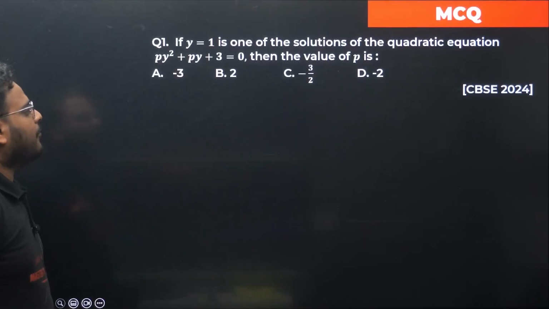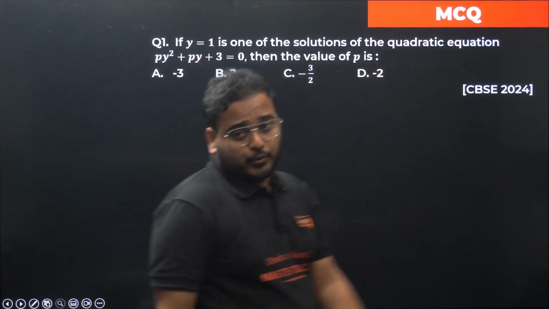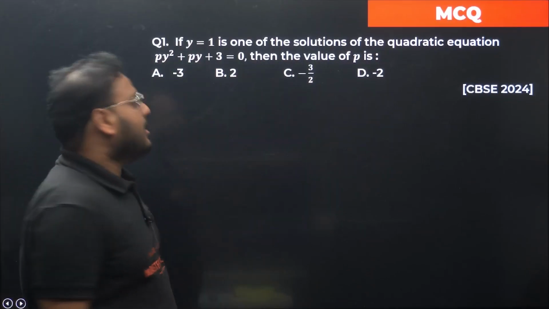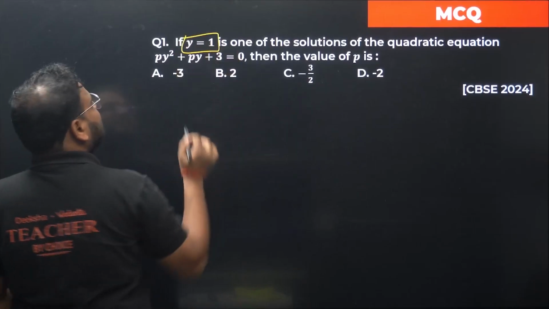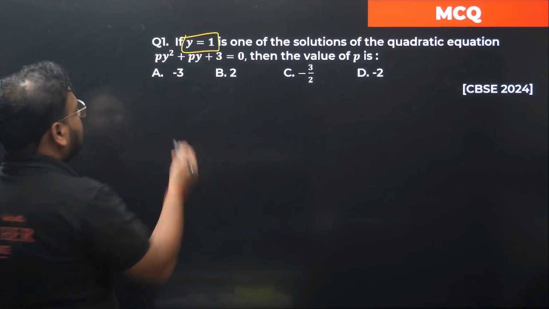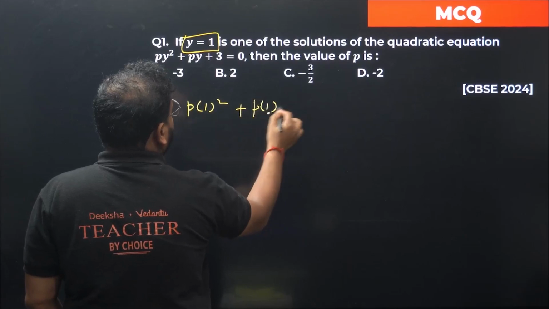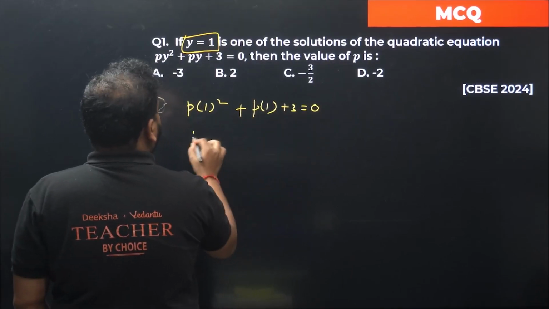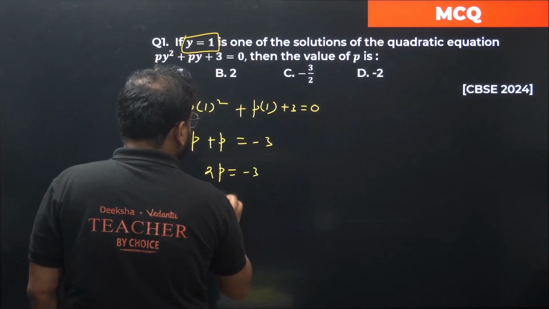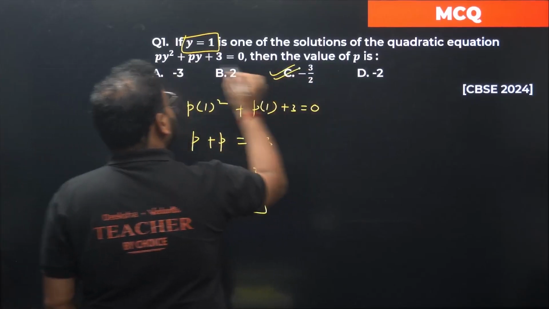Question number 1 in MCQ. If y equal to 1 is one of the solutions of the quadratic equation py square plus py plus 3, then the value of p is what? If y equals 1 is a root or a solution, it means it will satisfy the equation. Let's do that. Put p times 1 square plus p times 1 plus 3 equal to 0. We get p plus p equal to minus 3. 2p equals minus 3. It means p is minus 3 by 2. Answer is option C.